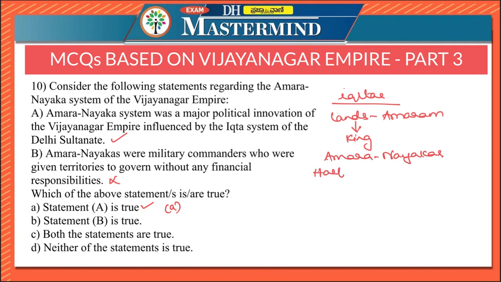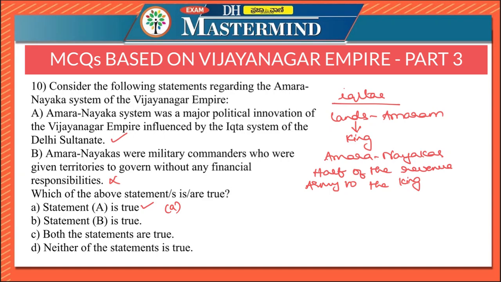Please remember, the Amaranayakas had to pay half of the revenues to the king, and these Amaranayakas were required to supply army to the king, and they were required to attend the imperial court and pay homage to the king, and they had to make gifts of money to the king on the New Year day. So they had to supply army to the king, and they had to pay half of the revenues. So these Amaranayakas collected taxes from peasants.